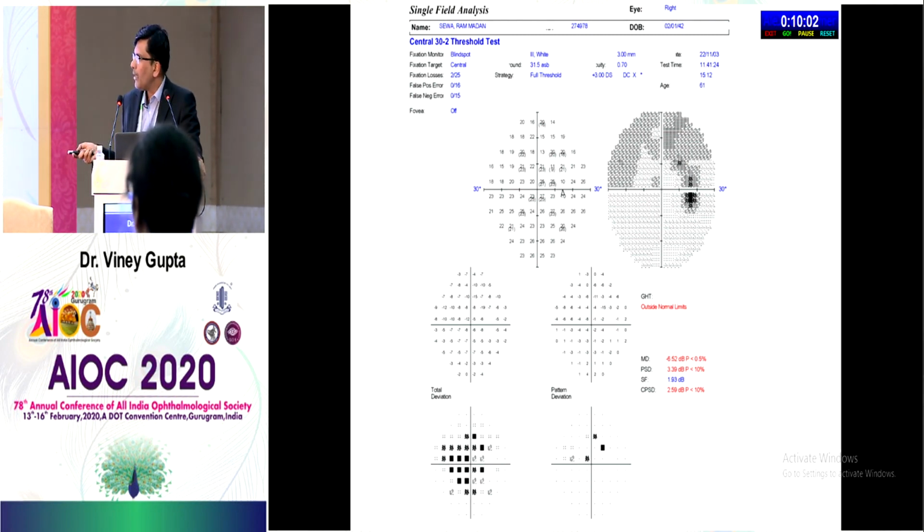So in the pattern deviation plot, you can see that there are actually 3 contiguous points. The contiguity could be either horizontal, vertical, or oblique. Yes, so there is 1 point, 2 points, 3 points, right? 3 points which are contiguous. They are even contiguous with the blind spot. So there is something like an early cecal scotoma probably forming here, right? Then there is the GHT, which is outside normal limits.